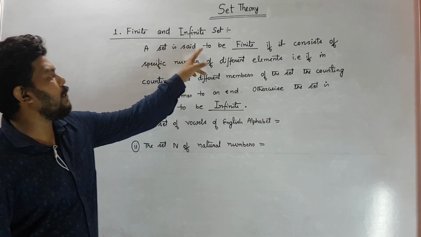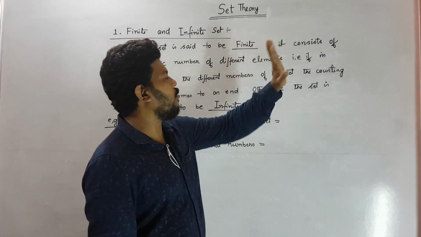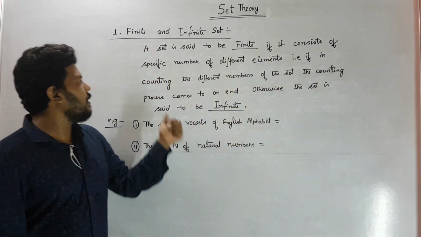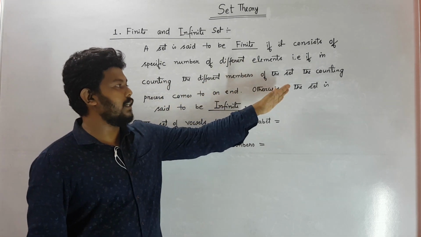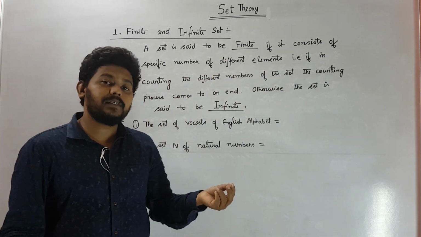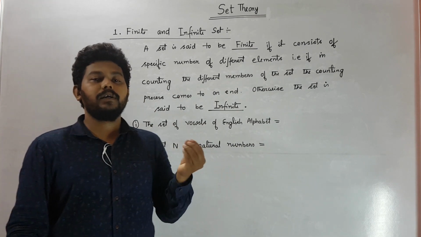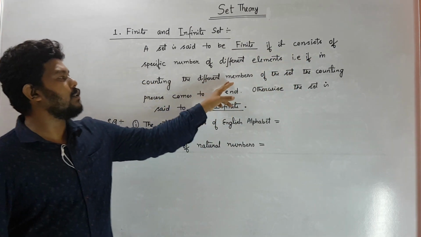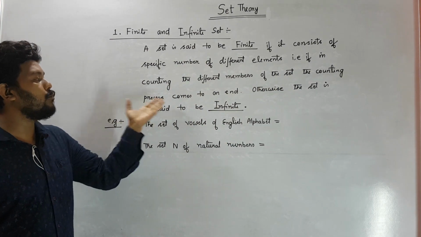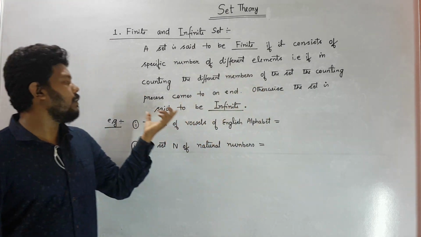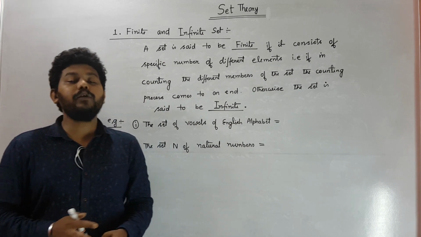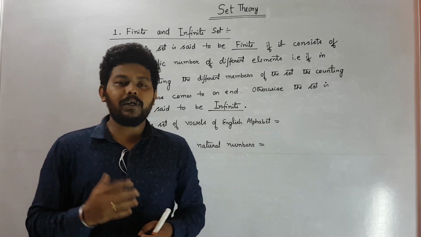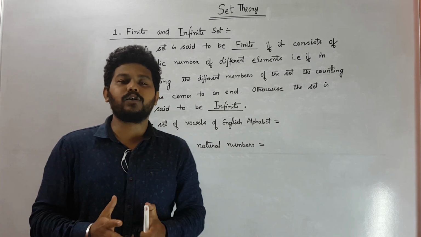A set is said to be finite if it consists of a specific number of different elements, that is, if in counting the different members of the set, we already discussed members, elements and objects are the same things. If in counting the different members of the set the counting process comes to an end, otherwise the set is said to be an infinite set. That is, when you count the elements in the set, if it is countable, we can say it's a finite set, otherwise it is called an infinite set.